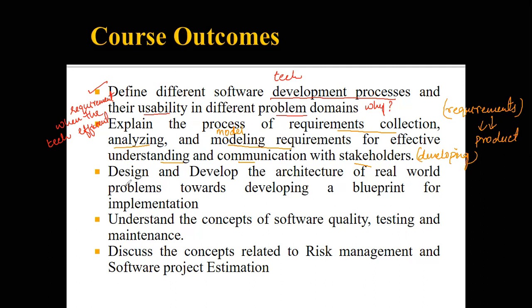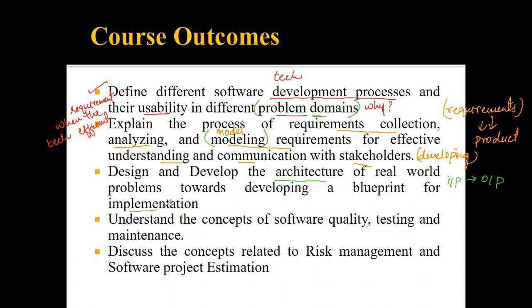The third one is design and develop the architecture of real world problems towards defining a blueprint for implementation. Within the first step, we have identified the problem domain, why you're designing the software. Based upon that, we have also made a model within the second step. Based upon that, you're also going to make an architecture. Within the architecture, you can identify what the different inputs are, what the different outputs are, everything you're going to identify. So for this real world problem, for this problem domain, you're going to design an architecture so that you can have a blueprint of implementation.